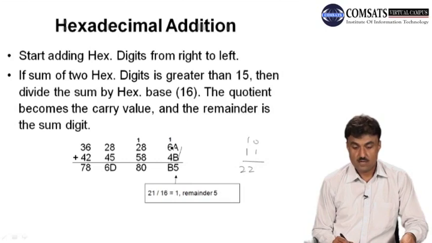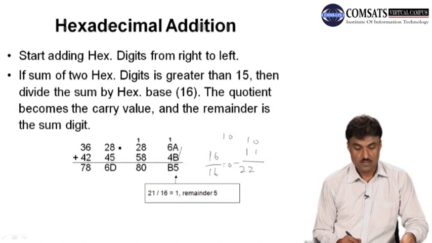6 plus 4 is equal to 10, 10 plus 1 is equal to 11, and 11 in hexadecimal is B. 8 and 8 is 16, which is 1, 0 in hexadecimal, because if we divide 16 by 16, the quotient will be 1 and the remainder will be 0, so 1 becomes the carry and 0 stays in the sum digit. 5 plus 2 is 7, and 1 more is 8, and the rest has been added. So the sum of these two hexadecimal numbers will be 786D80B5.